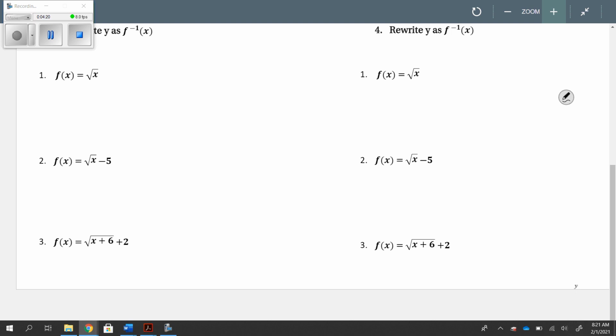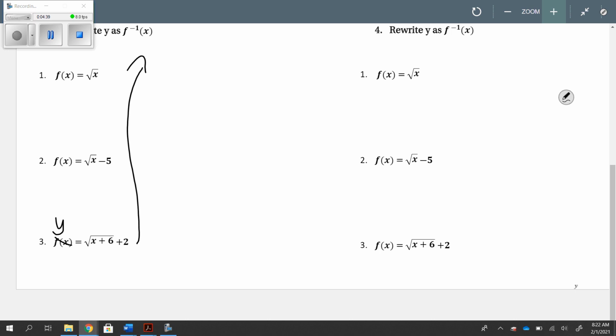Now number 3, there's a little bit of an extra step. As you can see, under the square root, there's a number as well. It's not just x like 1 and 2, it's x plus 6. So we gotta see how that's gonna work out. So follow along. Switch this with y, okay? I'm actually gonna start it up here just to save some room.